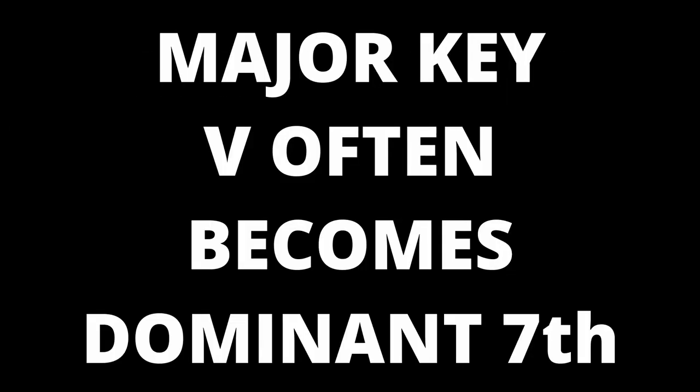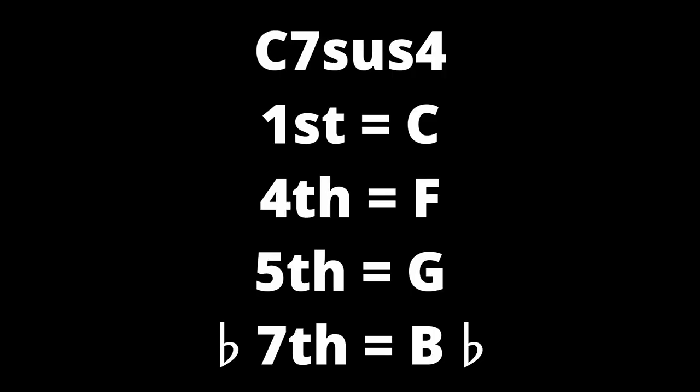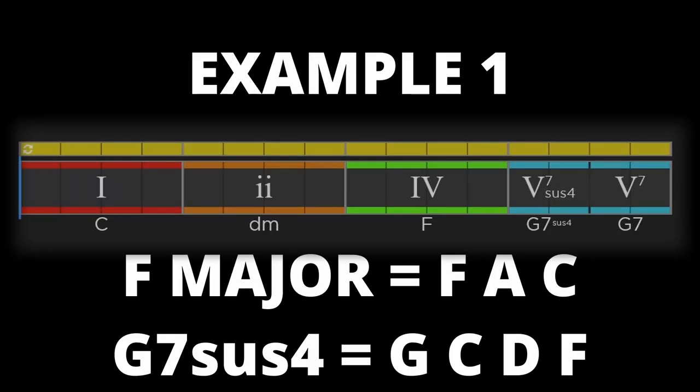In a major key, the 5 chord is often turned into a dominant 7th chord. Chord 5 can also be a dominant 7th and a sus4 at the same time. This is a chord with the notes 1, 4, 5, flat 7. This can open up more common tones to use, as we did in the previous example. Here we look at a couple of examples. Note how the 5 7th sus4 chord resolves to the dominant 7th chord rather than the standard 5 chord.